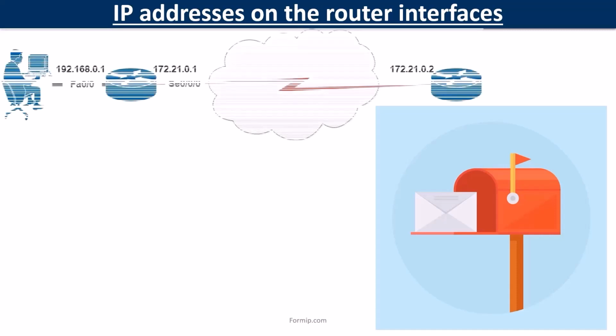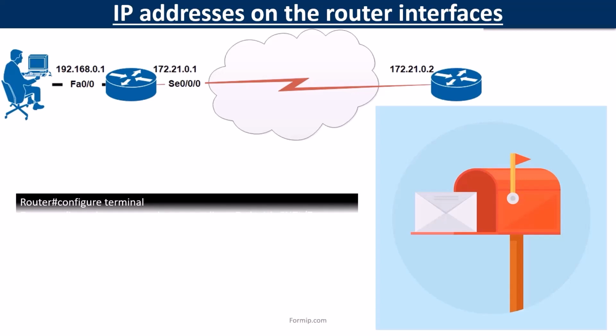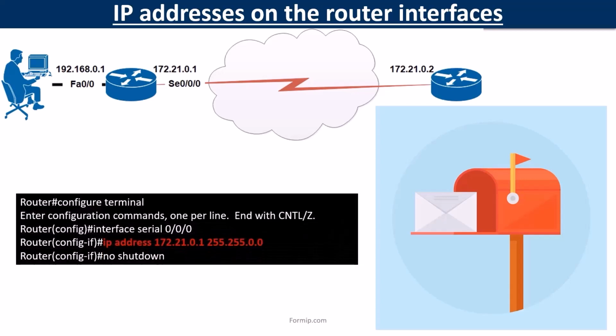Setting up an IP address on an interface is relatively simple. Just use the command ip address, followed by the IP and the subnet mask that goes with it. As in this example, for the configuration of a serial interface.